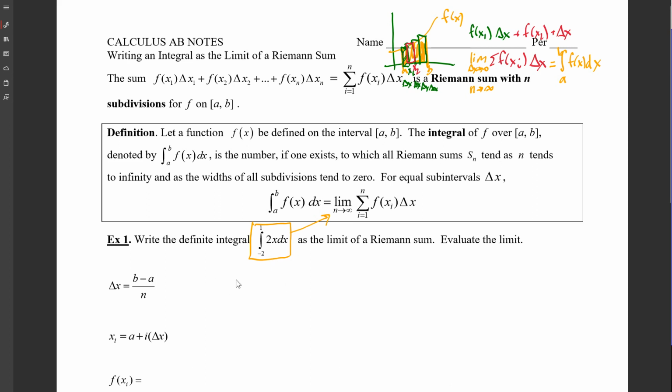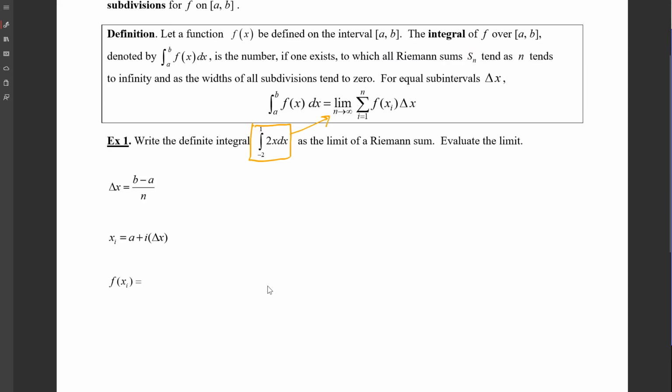Let's go ahead and look at this integral. The way we would do this first is we divide it into equal delta x's. You don't have to, but the procedure we're going to learn is you divide it into equal delta x's. And we've learned before that delta x is equal to b minus a over n.